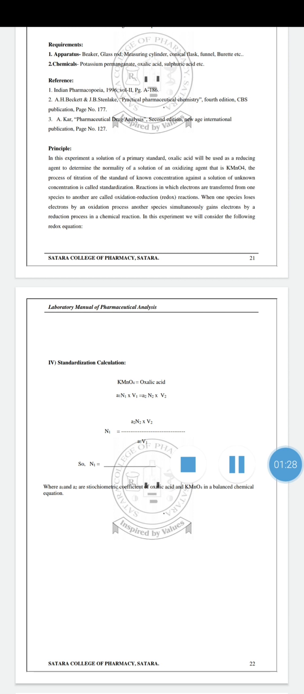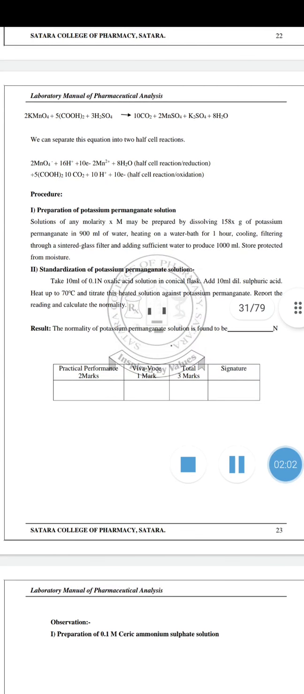Means in the standardization process there is one known concentration against an unknown concentration. The reactions in which electrons are transferred from one species to another are called oxidation reduction reactions, which is a redox reaction. When one species loses electrons by an oxidation process, another species simultaneously gains electrons by a reduction process in a chemical reaction. In this experiment, we will consider the following redox equation. We can separate this equation into two half cell reactions: first is the half cell reduction reaction, and second is the half cell oxidation reaction.